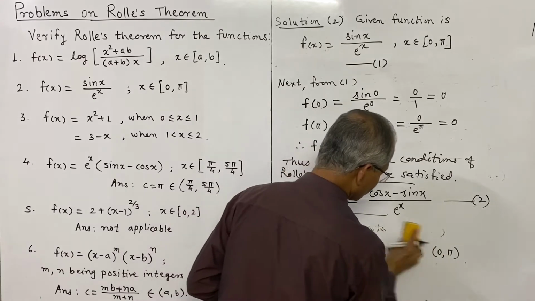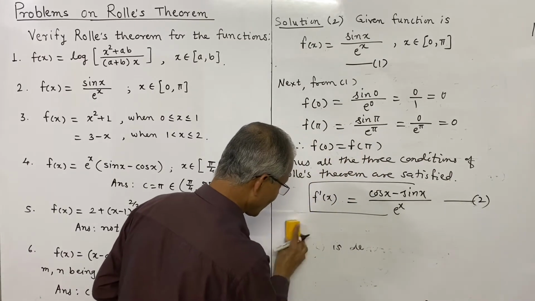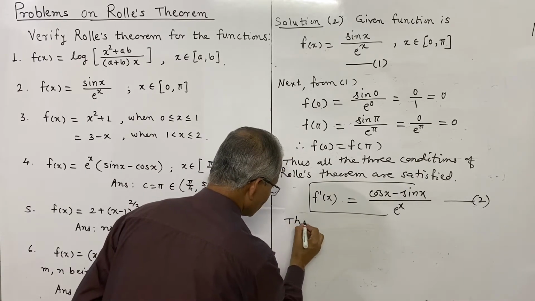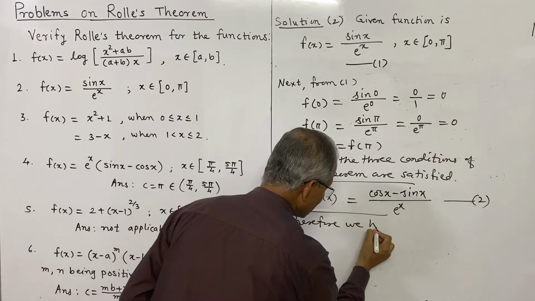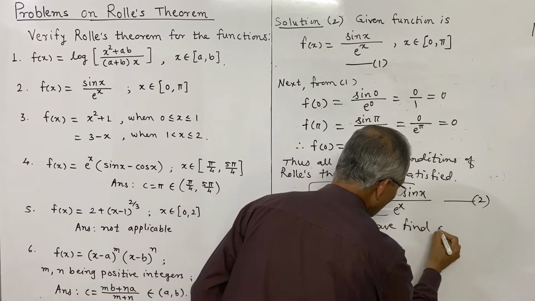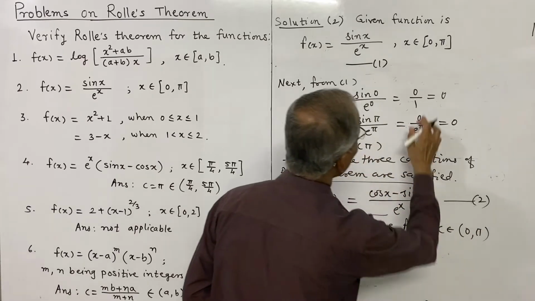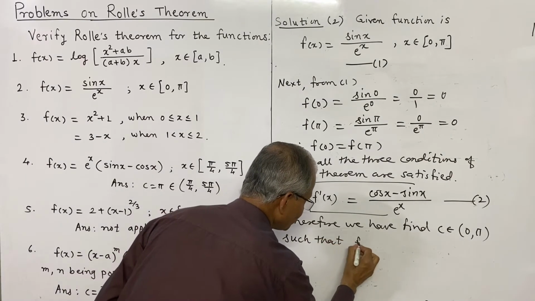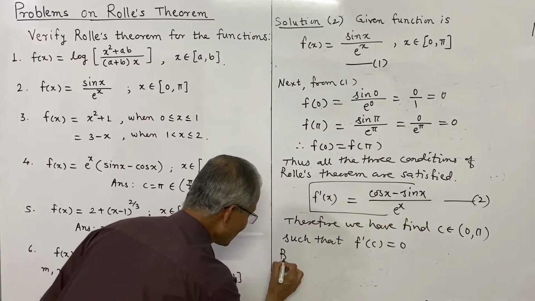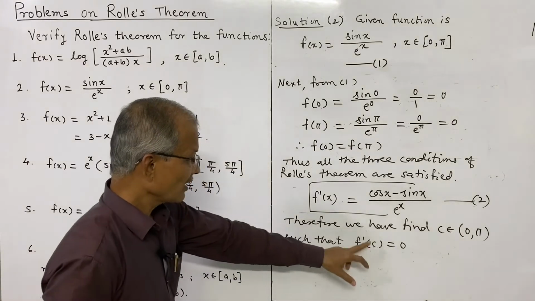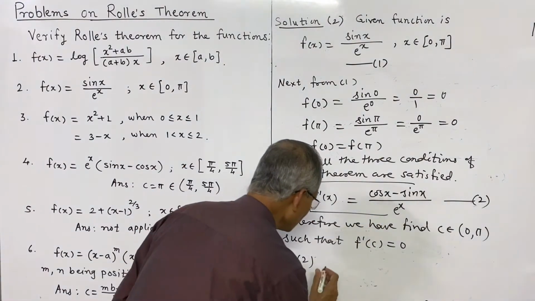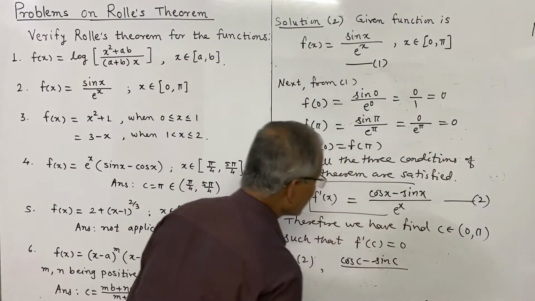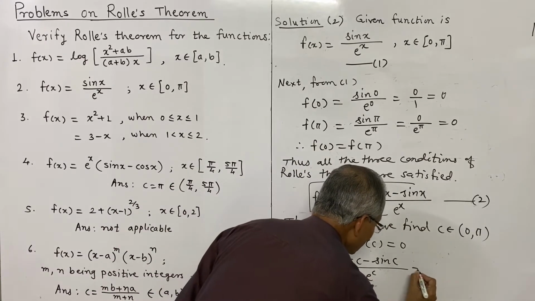Therefore, we have to find C belonging to the open interval 0 to pi such that f dash of C is 0. And by 2, what is f dash of C? Replace x by C. So that is cos C minus sin C divided by e to the power C. Replacing x by C, this is 0.